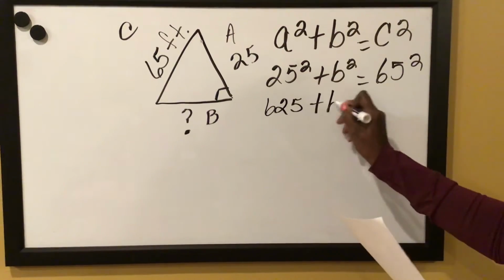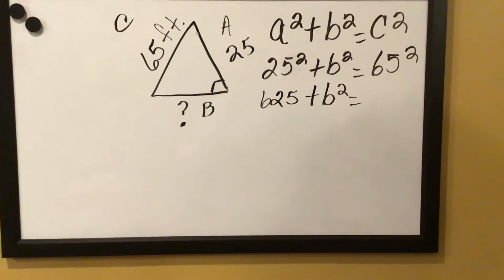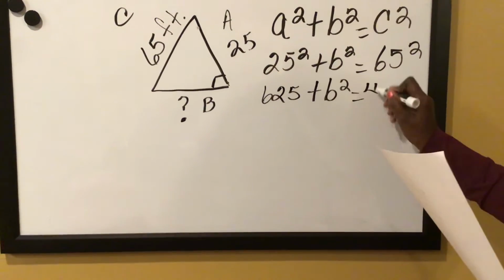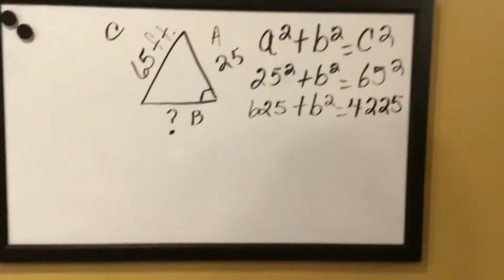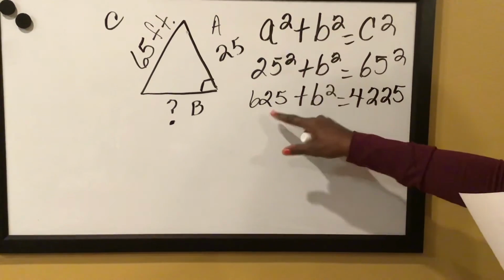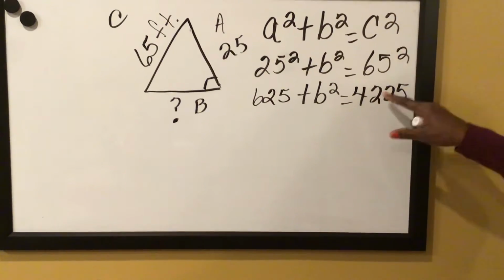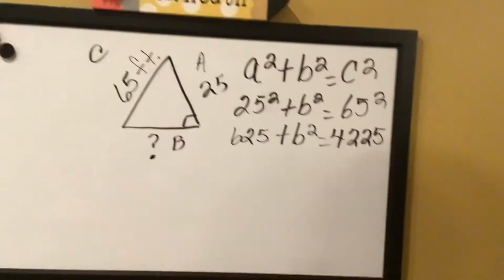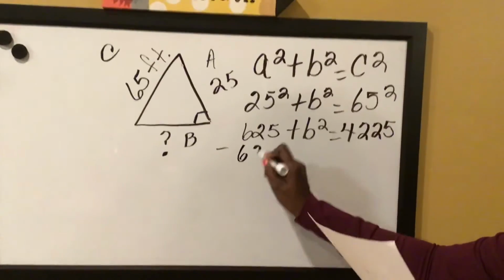And then we're going to add the B squared. And then 65 squared would be 65 times 65, which is 4,225. So remember, 25 squared is this. Bring the B squared down. 65 squared is 4,225. Now, we're going to subtract 625 from both sides.